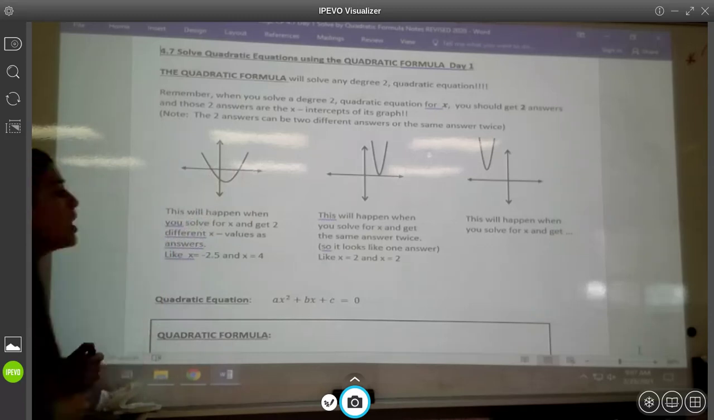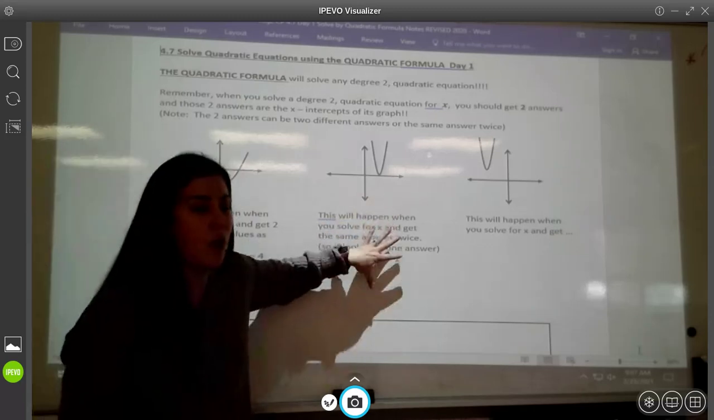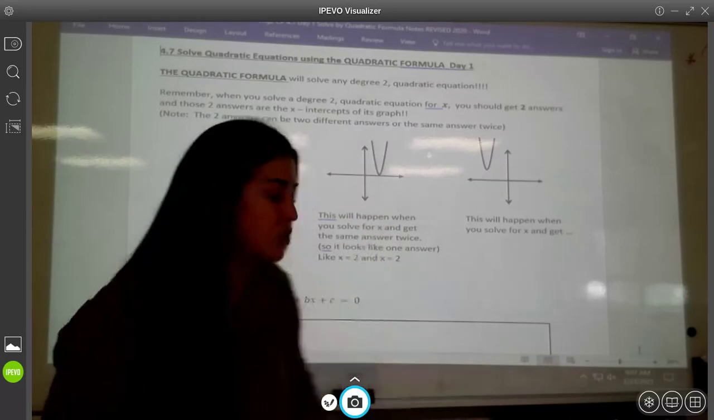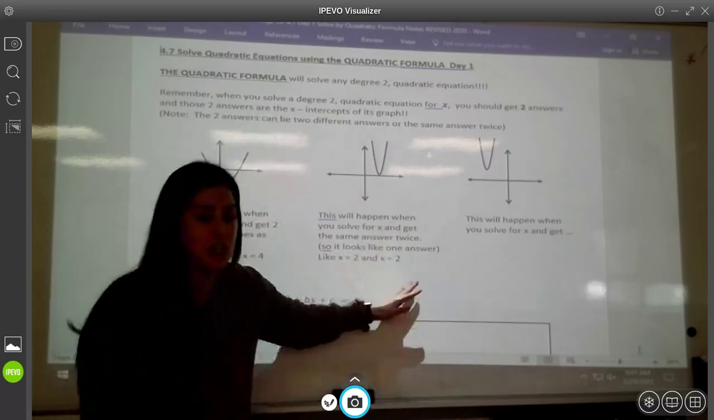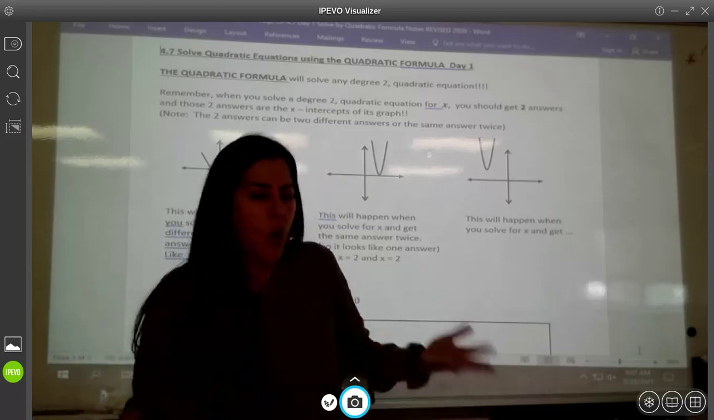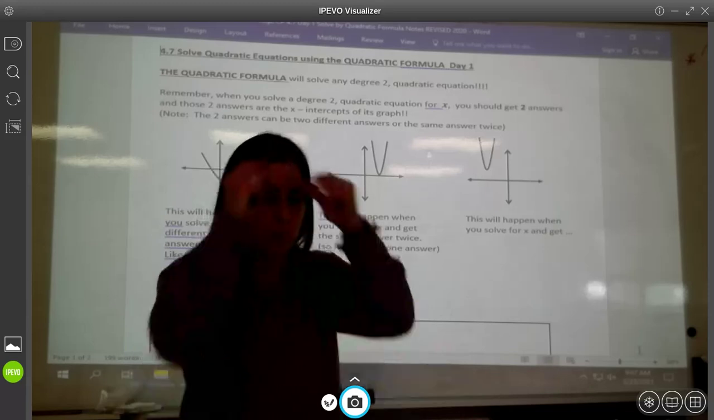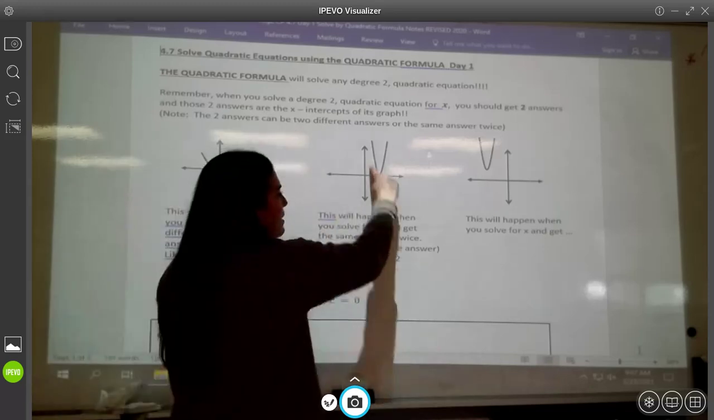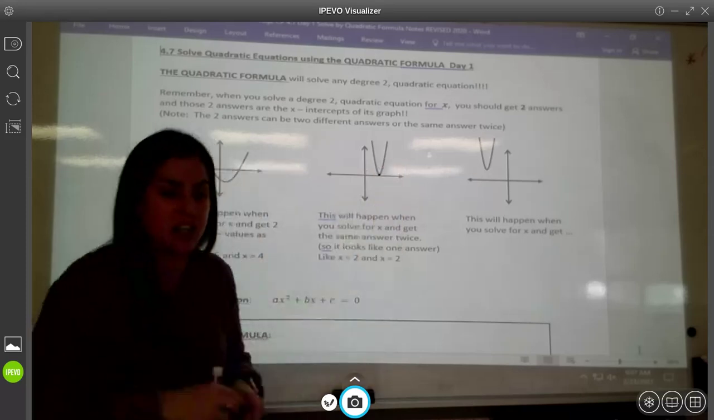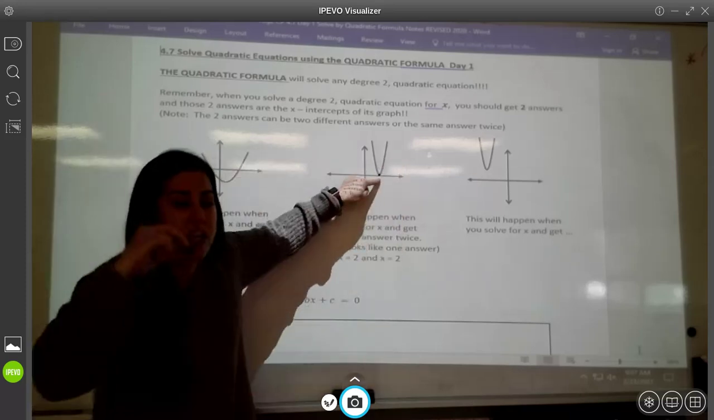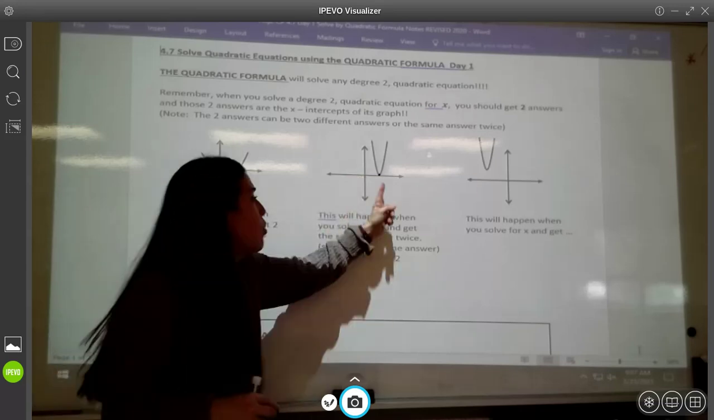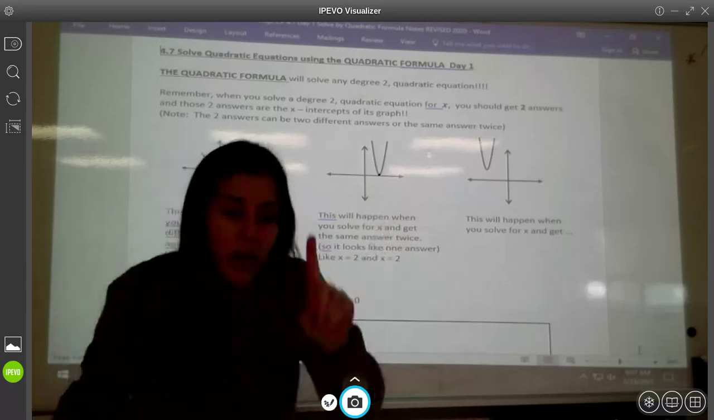x values. But then, sometimes when you solve a quadratic equation, you get the exact same answer twice. You get like x equals 2 and x equals 2 as your answer. So yeah, you did get 2 answers, but it only looks like 1 because it's the same answer twice. Well, that happens when you have a parabola whose vertex is directly on the x-axis. When the vertex is directly on the x-axis, that's when you get that same answer twice, because it only looks like it touches the x-axis 1 time.